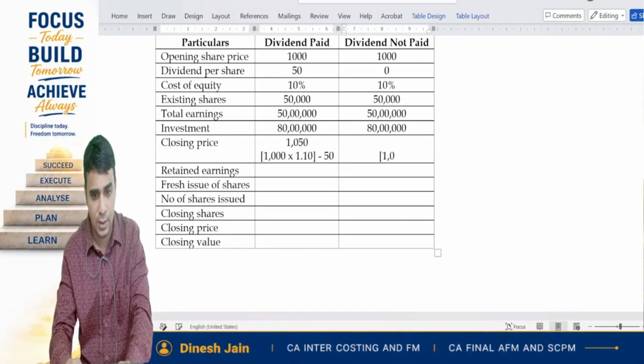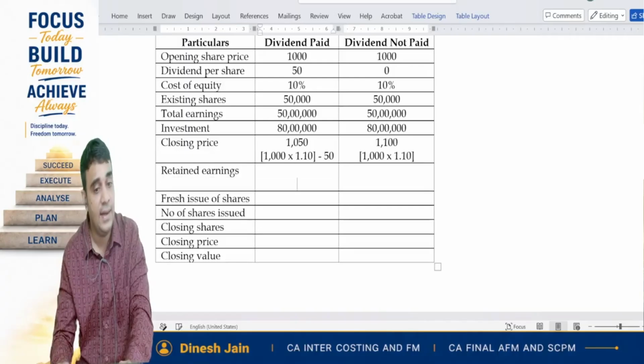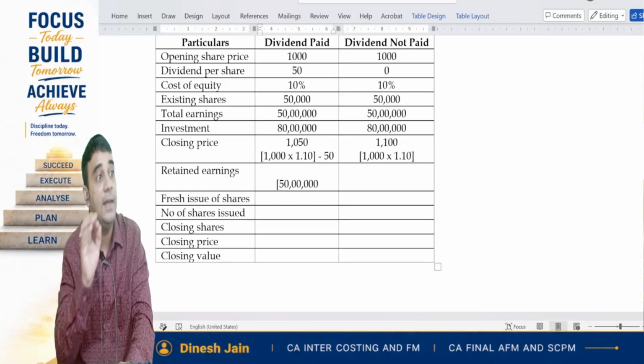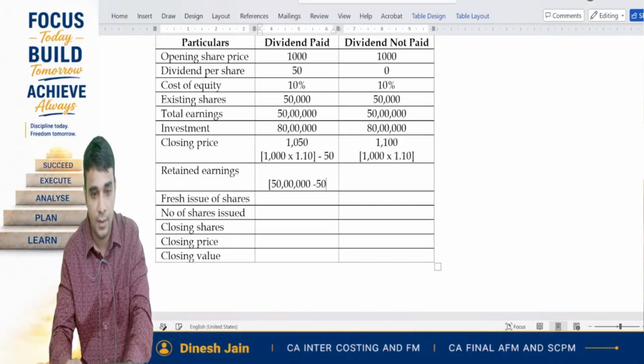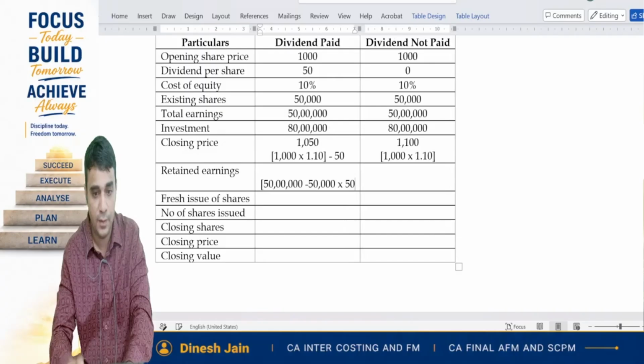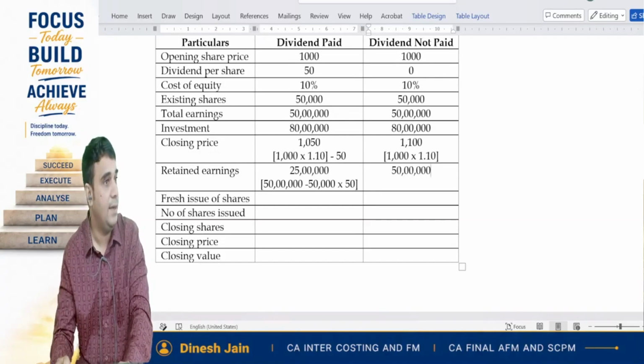Please keep participating. 1000 into 1.1 is 1100, minus 50 gives 1050. Retained earnings is 50 lakh. From this 50 lakh, deduct the dividend paid. How much is the dividend paid? 50,000 into 50. How much value are you getting back? 25 lakh. Other side, entire 50 lakh. Clear? Any doubts on this?